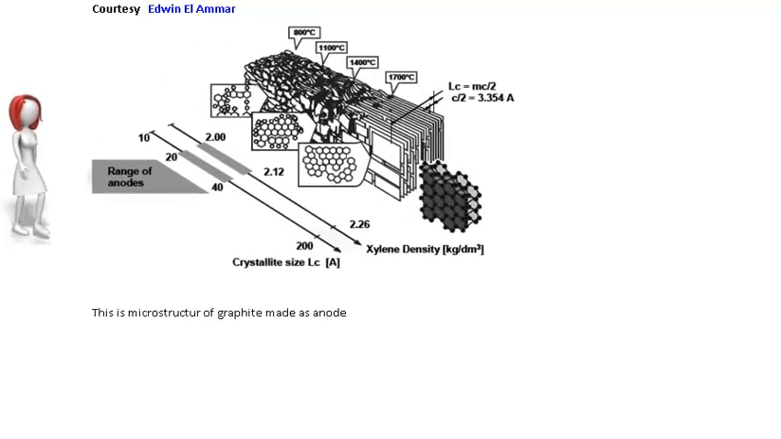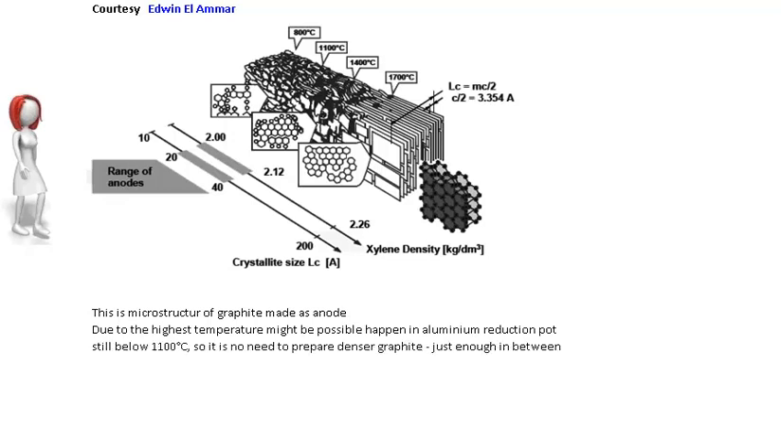This is the microstructure of graphite made as anode. The highest temperature that might occur in the aluminium reduction pot is still below 1100 degrees C, so there is no need to prepare denser graphite; just enough in between 1000 degrees C and 1400 degrees C.